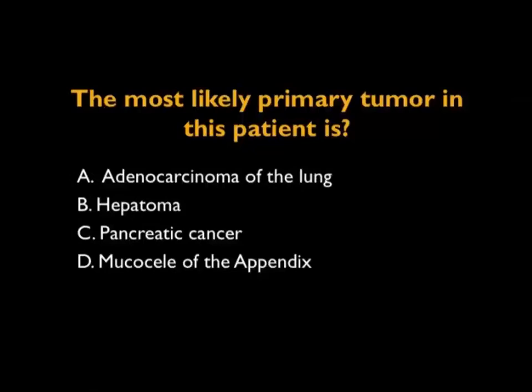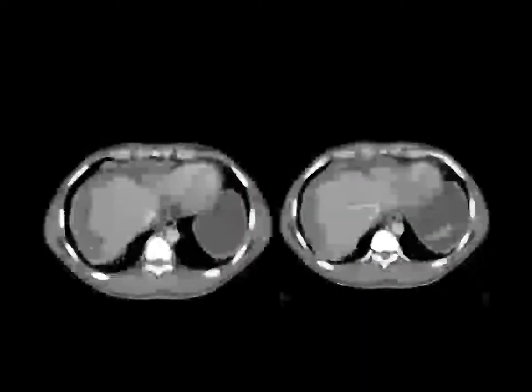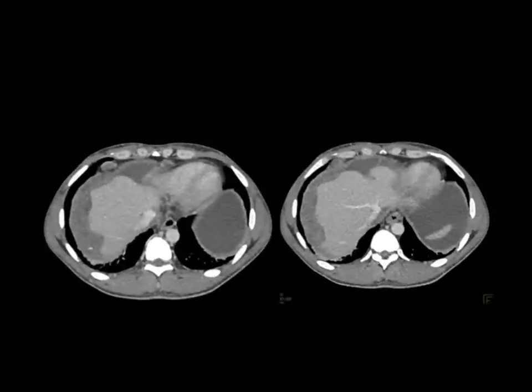In this case, I'm asking, what is the most likely primary tumor? If you look at the CT, what I'm showing you is ascites, but more importantly, around the liver, you see scalloping. That's the classic appearance for pseudomyxoma peritonei. And so really, the question is, which of these tumors is more likely to give me pseudomyxoma peritonei?